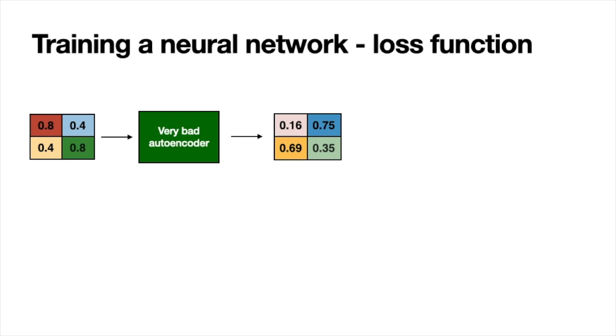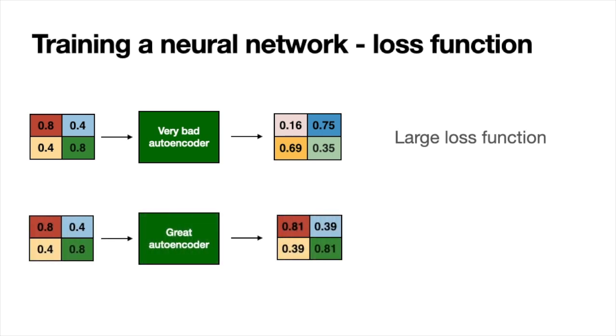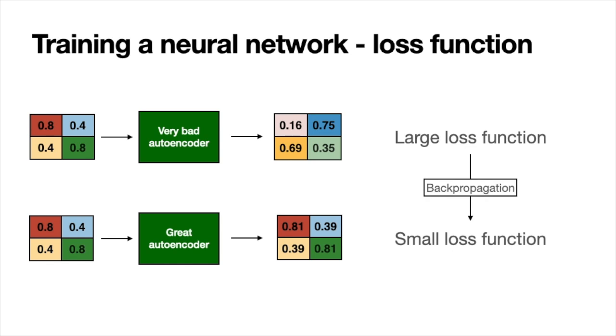Recall that the goal of the autoencoder is to reconstruct the original image. The autoencoder, this one over here, has a large loss function at this data point because it didn't do very well reconstructing the image. In contrast, this autoencoder over here managed to output an image that is very similar to the input. As you can notice, these numbers are very similar to the input numbers. So this autoencoder did very well, and therefore it has a small loss function. And the training process consists of minimizing the loss function through a process called backpropagation. And once you minimize this loss function, you get an autoencoder that has a great set of weights that manage to reconstruct your data set.